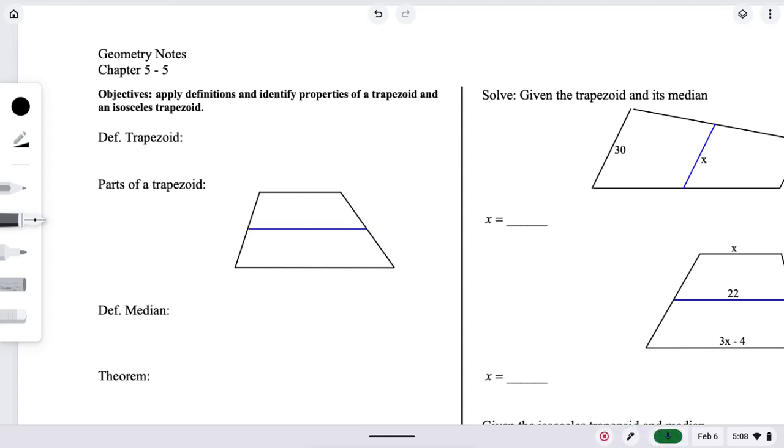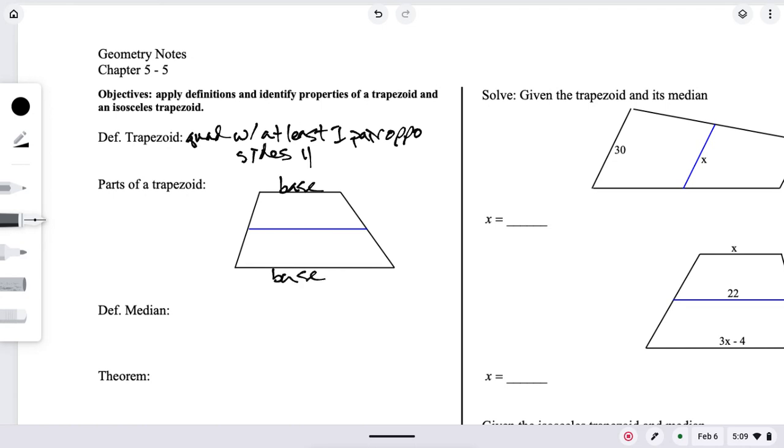Notes are for section 5 of chapter 5 in geometry, and we're going to talk about trapezoids. So just write it in: a trapezoid is a quadrilateral with at least one pair of opposite sides that are parallel. I believe your trapezoid's already labeled, but the parts: we've got two bases, top and bottom, are both bases. The sides that are not parallel are called your legs.